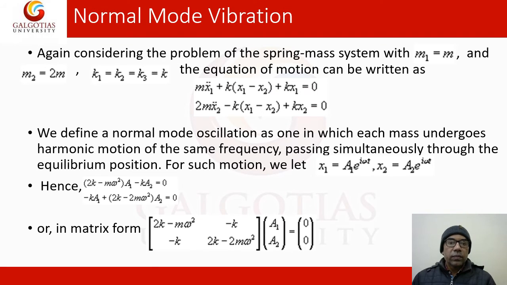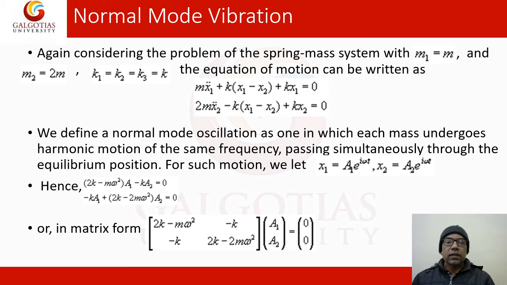Normal mode vibration. Again, consider the problem of the spring mass system where m1 equals m and m2 equals 2m. Then k1 equals k2 equals k3 equals k. That means all spring constants are the same. Then the equation will be written in this form. And we define a normal mode oscillation as one in which each mass undergoes harmonic motion of the same frequency, passing simultaneously through the equilibrium position.